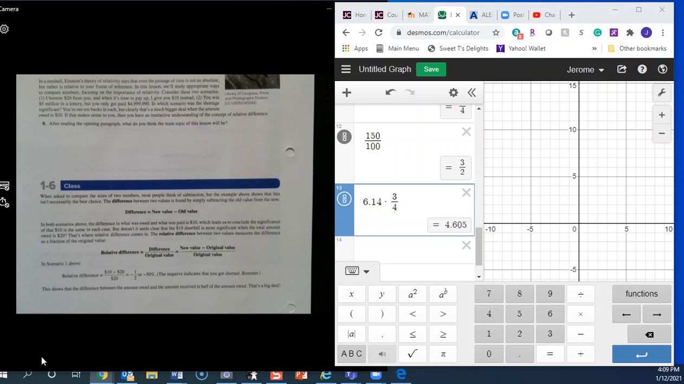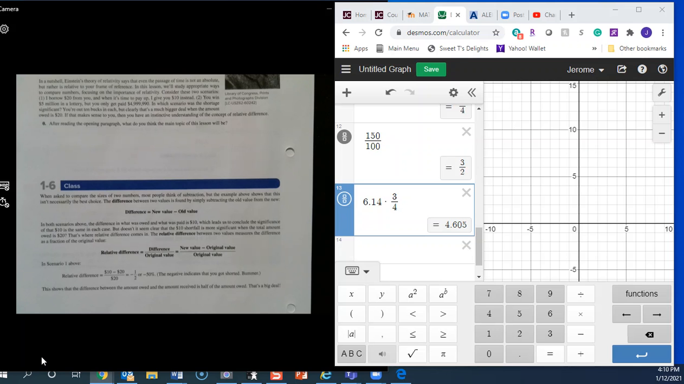The difference between two values is found by simply subtracting the old value from the new value. In both scenarios above, the difference between what was owed and what was paid is $10, which leads us to conclude the significance of that $10 is the same in each case. But doesn't it seem clear that the $10 shortfall is more significant when the total amount owed is $20? That's where relative difference comes in.